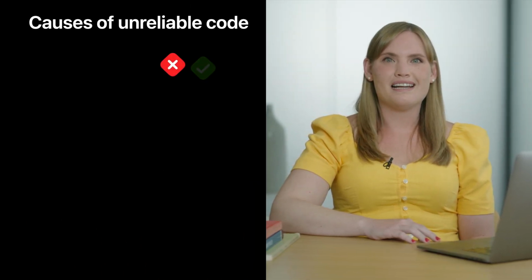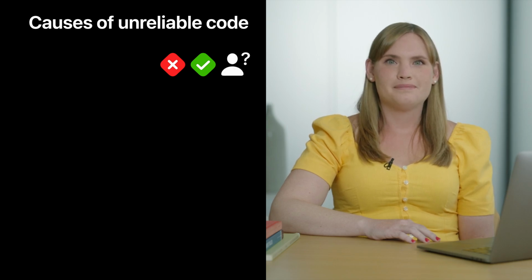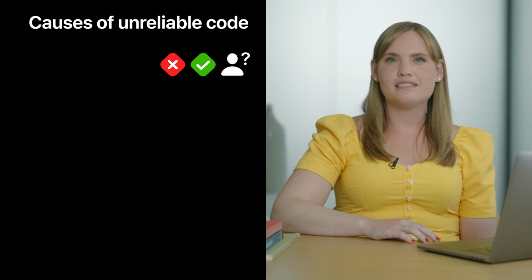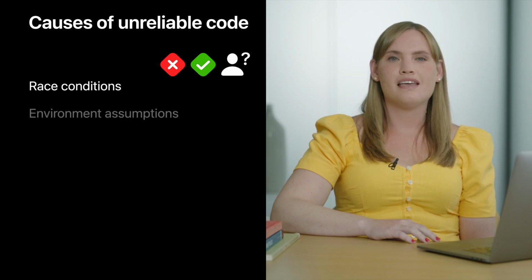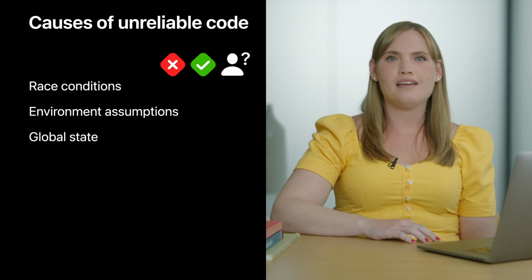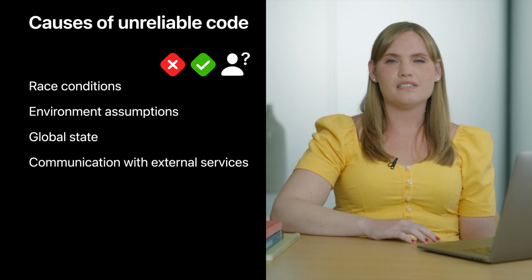In this session, we're going to learn about how to diagnose unreliable code with test repetitions, a tool to repeat your tests. In the process of running tests that exercise your app, your tests may occasionally fail when running unreliable code. You may run into this type of inconsistency when dealing with race conditions, environment assumptions, global state, or communication with external services. These are hard bugs to track down because they're challenging to reproduce. One way to diagnose these types of failures is to run your tests repeatedly.